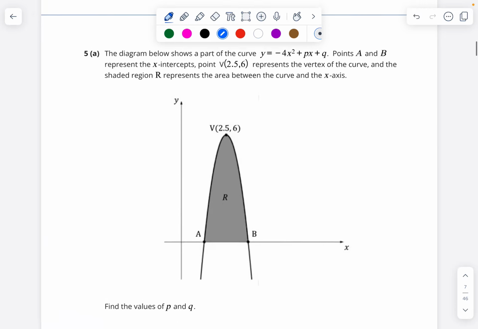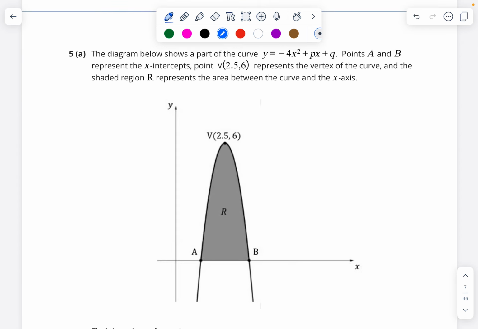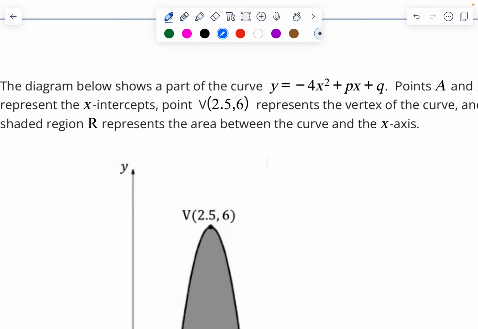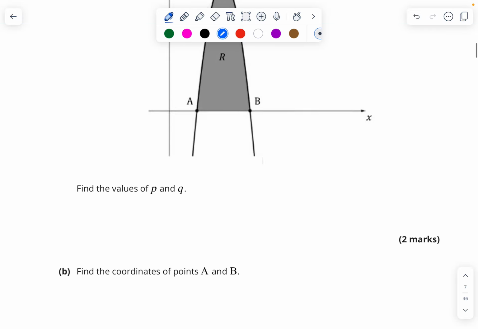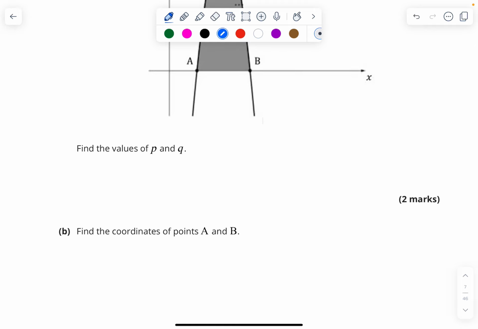Now question number 5. The diagram below shows part of the curve. Points A and B represent the x-intercepts. (2.5, 6) represents the vertex of the curve and the shaded region R is between the curve and the x-axis. Find the values of p and q.